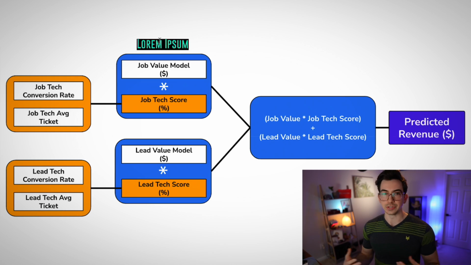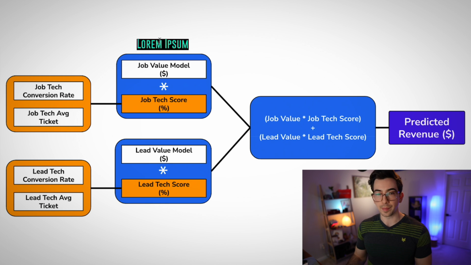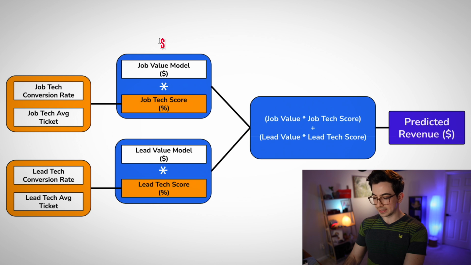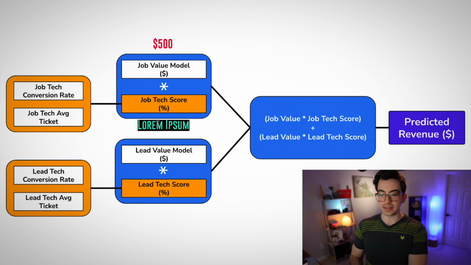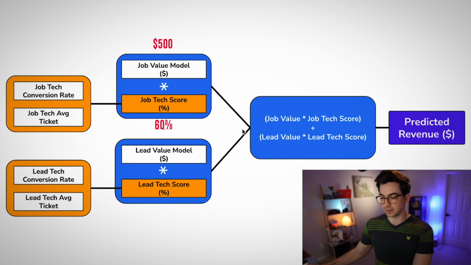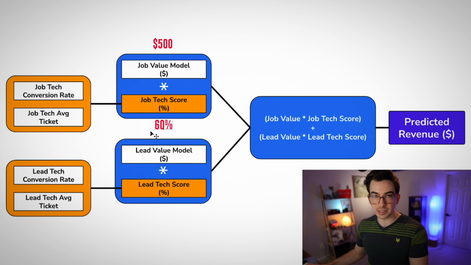So let's run an example here. Let's say we're looking at our technician Tim. Tim is an HVAC technician and he's running a no cool call. Okay, so the job value model, that's overall across the whole company, what do we normally get when we run a no cool call? And let's say Dispatch Pro calculates that at $500. And let's say it calculates the job tech score at 60%. Okay, so then they get multiplied together. So job value $500 multiplied by 0.6, 60% expressed as a decimal.